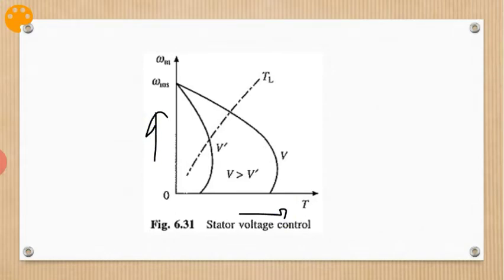So here the voltage V and V dash, two voltages are taken in consideration. Assume that this is 440 volt and this one is less than this, say 300 or 350 volt. With the help of reducing the voltage, the speed of any induction motor can change, means we can reduce it, but at the same time the torque capability will be reduced.